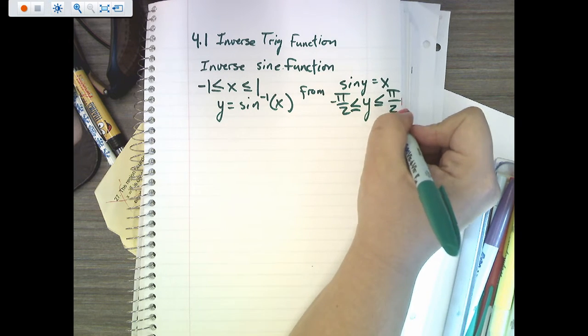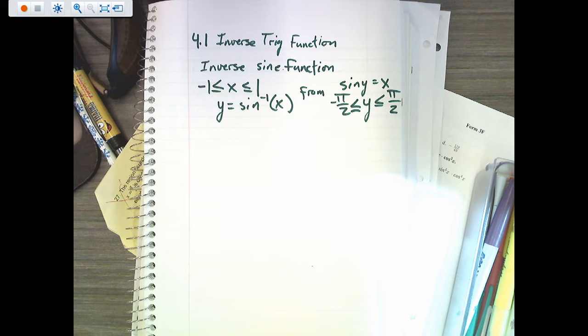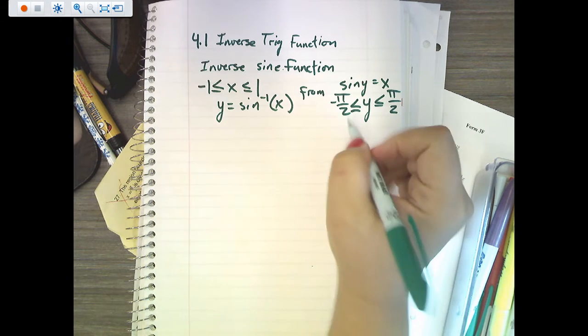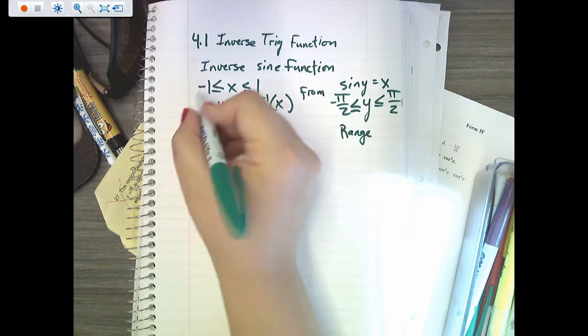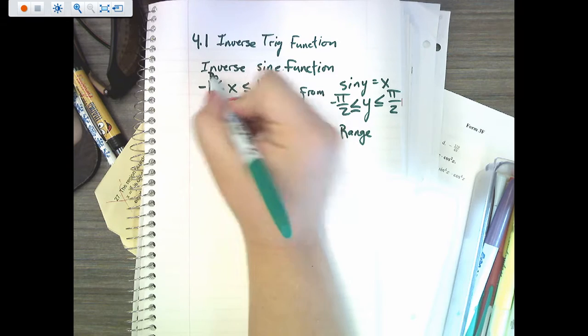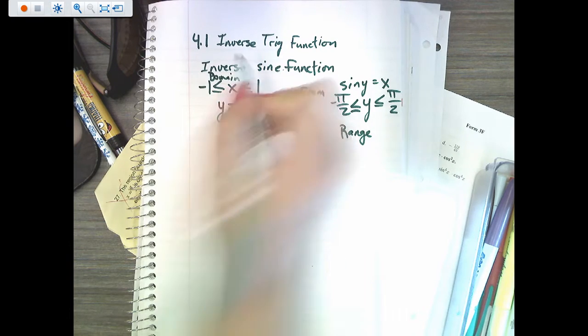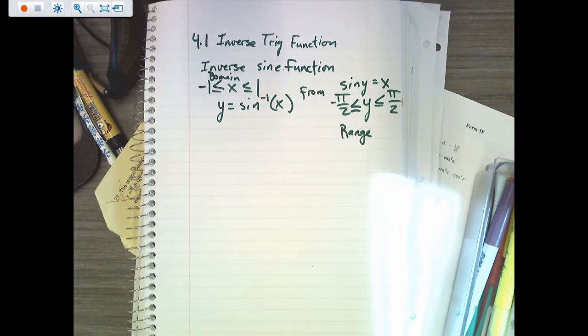Okay, so if I'm normally just going around a circle, I'd have the -pi/2 to pi/2 for my range. So this guy basically is my range. And this guy over here is my domain. That's a D. Okay, so you have to do some stuff like that.